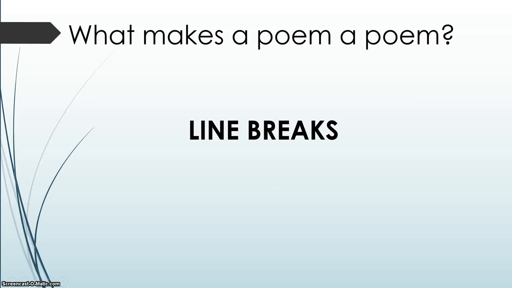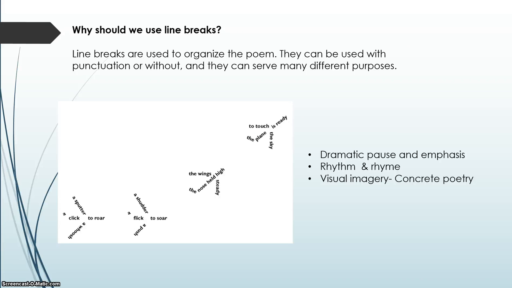The answer to that is line breaks. So line breaks are what we use to organize a poem. In prose, you just write sentences and it becomes a new line when you run out of room. In poems, you determine the new line for an actual reason. So you can still use punctuation in poetry, or you can choose to remove it. And line breaks have all types of purposes.